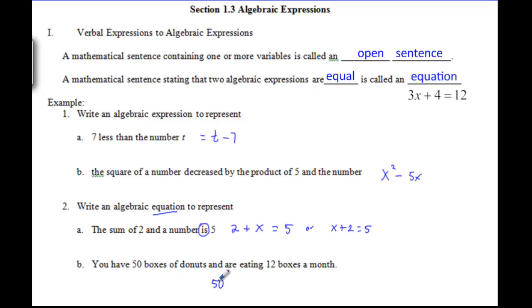You have 50 boxes, and are eating 12 boxes a month. What do we want to know? Given the 50 boxes, we want to figure out how long it's going to take us. But we eat 12 boxes a month, so 12 boxes a month would be just 12x. Now we could solve for x, and that would give us how many months.